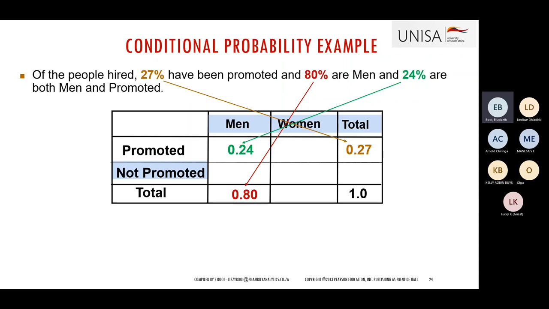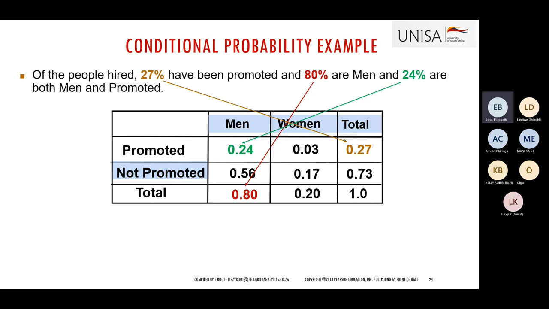So let's populate the entire table. 1 minus 0.27 is 0.73. 1 minus 0.8 is 0.2, and 0.27 minus 0.24 is 0.03, 0.8 minus 0.24 is 0.56. And the last one will just be 0.2 minus 0.03, which will be 0.17. Or we could have said 0.73 minus 0.56, which will still give us the same answer.